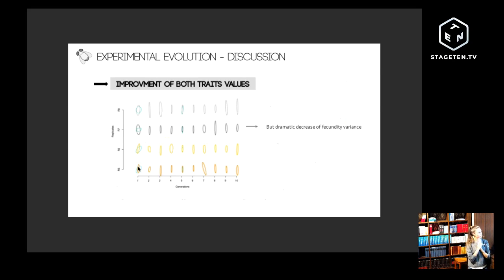And the main result is that we really obtained a G matrix with this form, which is really weird because we did not expect to reduce the fecundity variance so much. So here is the fecundity and here is the juvenile survival.